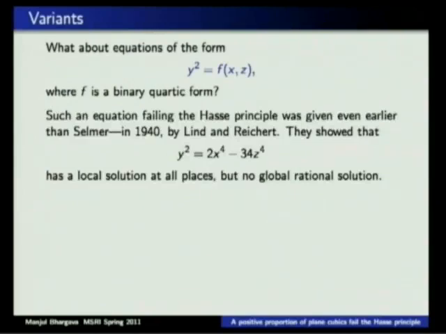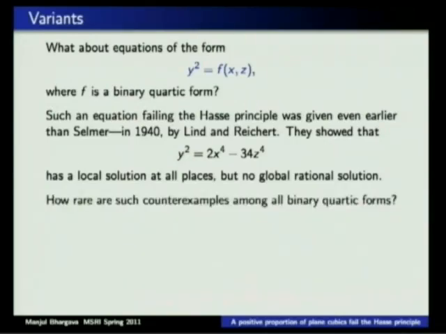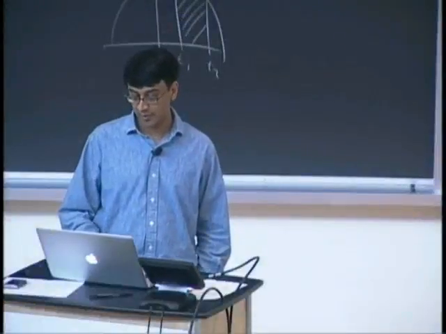This is pre-Selmer. In 1940, Lind and Reichardt showed that the equation y squared equals 2x to the fourth minus 34z to the fourth has a local solution at all places, but no global rational solution. So this was the first really discussed example of the failure of the Hasse principle in a small degree case. But it was for a quartic, y squared equals a binary quartic. And this was 17 years before Selmer. And so we can ask, how rare are such counterexamples among all binary quartic forms? If we order all binary quartic forms by coefficient height, what is the probability that y squared equals f fails the Hasse principle? That is, has a local point everywhere but no global point.